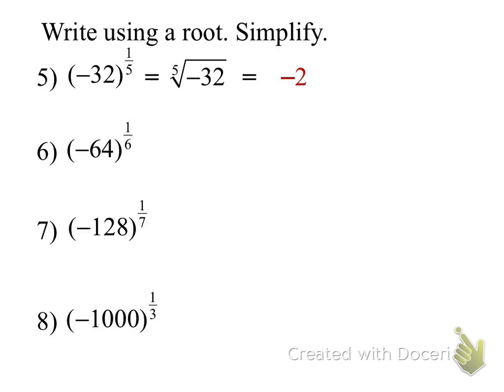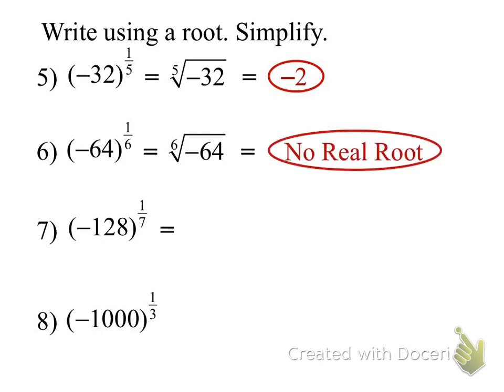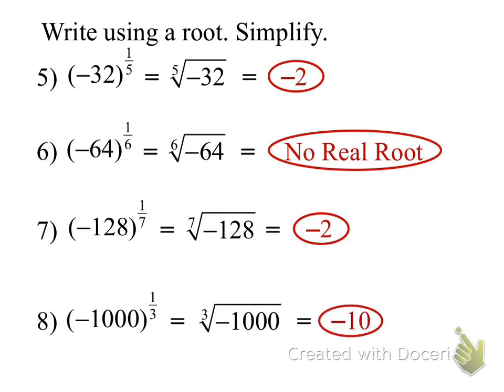Number 6, the 1/6 root of negative 64. Amanda? That's correct because it's an even amount. We can't do that for a negative base. Number 7, negative 128. Dennis? That would be negative 2. To the 7th root is also negative 2. Good. And then the last one, negative 1,000. Matthew? Negative 10. Good. The negative 1,000 to the 3rd root.